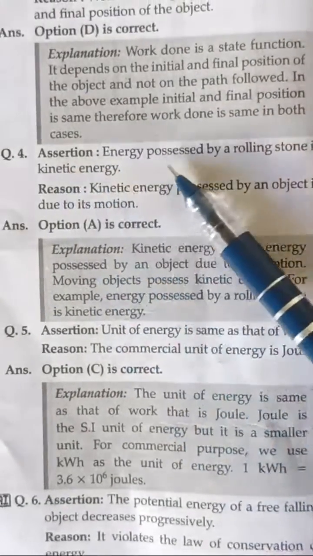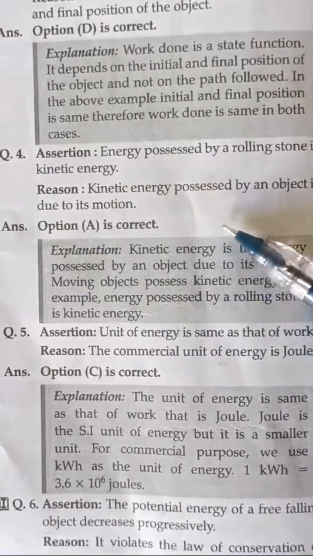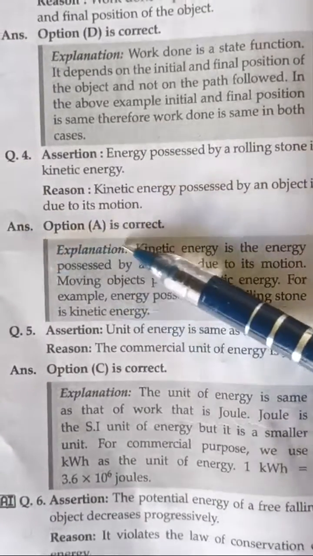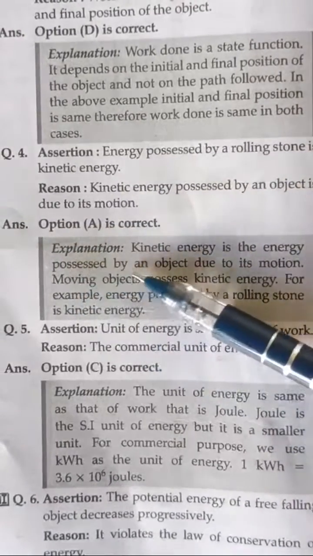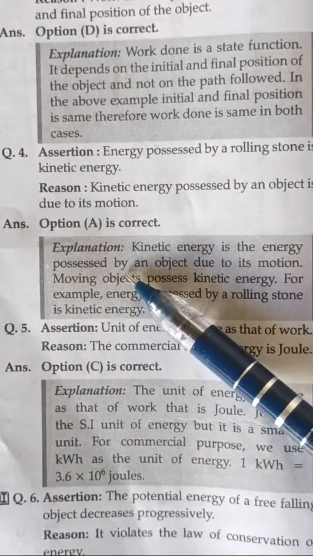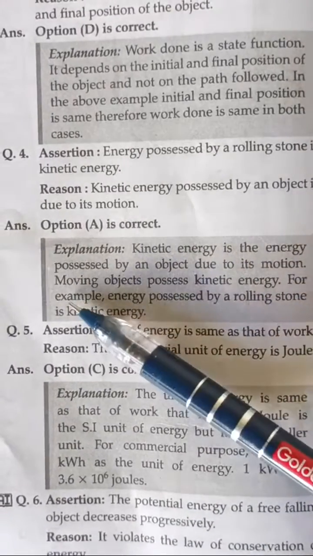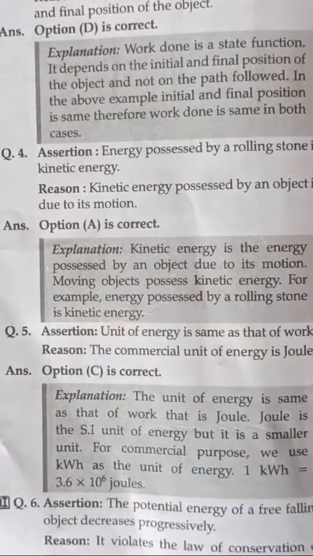Question number 4. Energy possessed by a rolling stone is kinetic energy. Kinetic energy possessed by an object is due to its motion. A is correct. Kinetic energy is the energy possessed by an object due to its motion. Moving objects possess kinetic energy. For example, energy possessed by a rolling stone is kinetic energy.